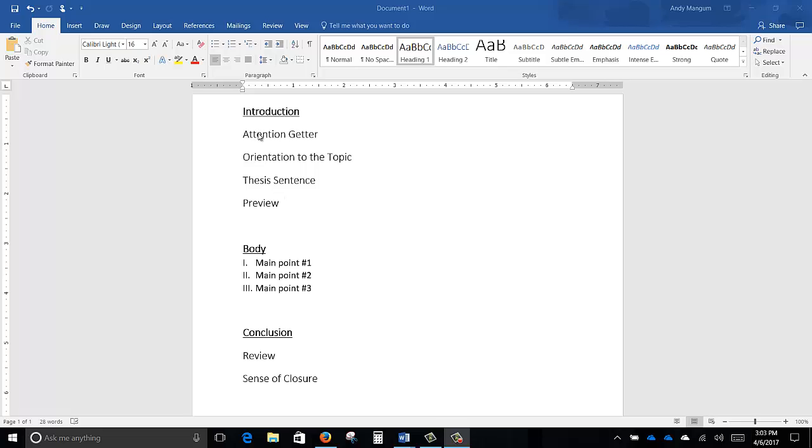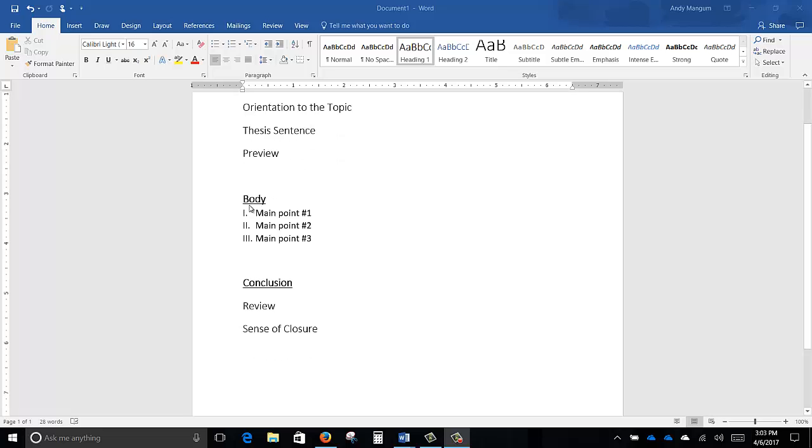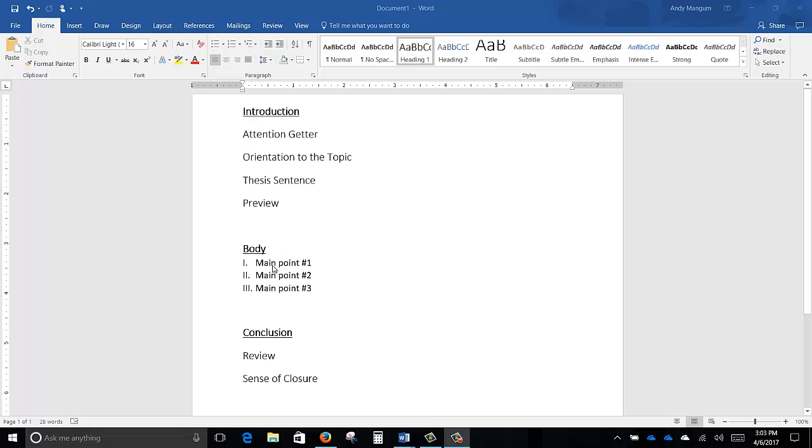This is the sequence in which they come in the speech, but it is not the sequence in which you write them. The body has a certain number of main points. This is a fairly typical speech, so it's going to have three main points. Then they have the conclusion, which has a review and a sense of closure. Now let me talk about the sequence with which you write this.